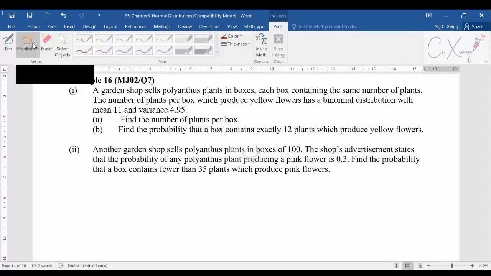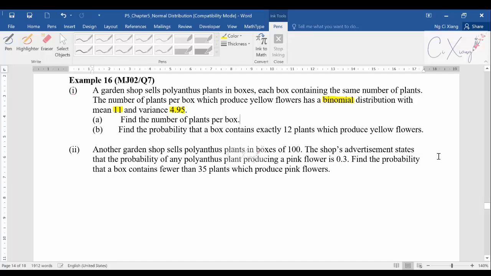Okay, so for now we'll discuss some application questions on changing binomial to normal distribution. We can have a look at, for example, Example 16. You can read the question first. For the first part, the question is very kind because they already tell you that it is a binomial distribution, and the mean is 11, variance is 4.95. After that, they want you to find the number of plants per box.